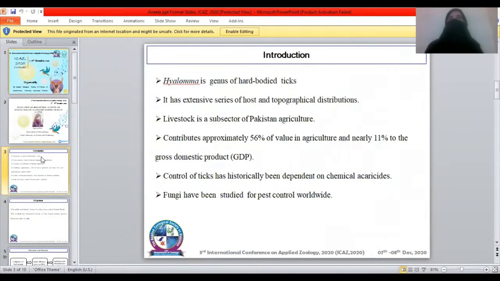Control of ticks has historically been dependent on chemical acaricides, but it caused several problems, including undesirable effects on the environment and toxicity to humans. Microbial control using arthropod pathogenic fungi has been widely used for tick control. Fungi have been studied for pest control worldwide due to their great efficiency in killing the host, great genetic variability, and being relatively eco-friendly.